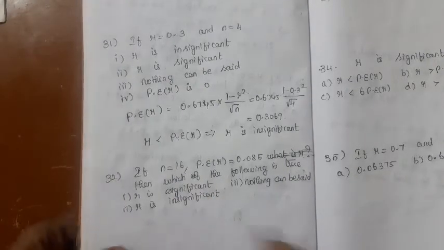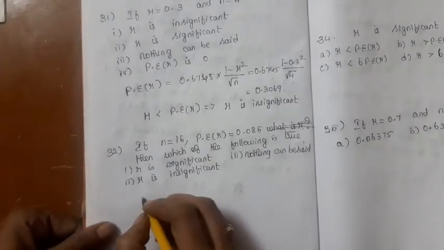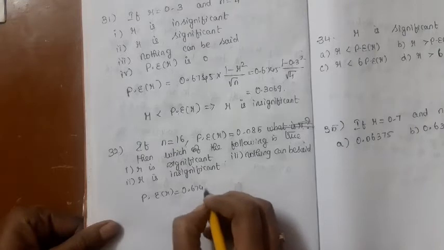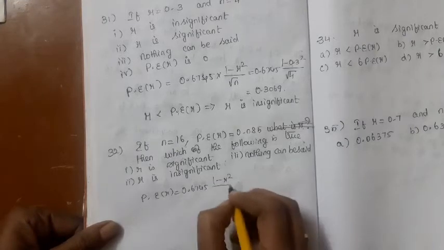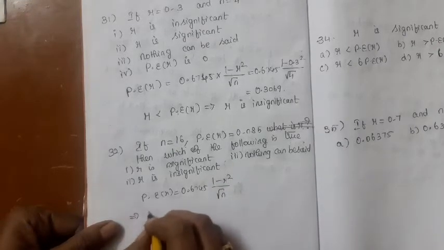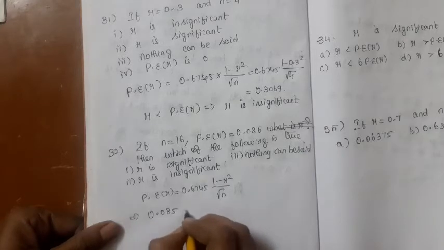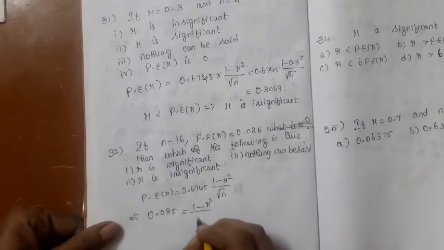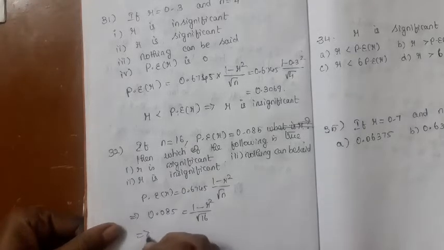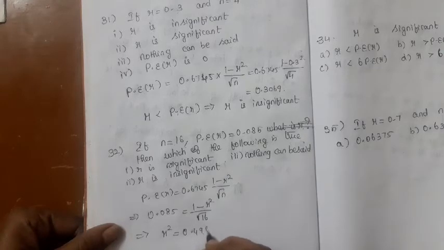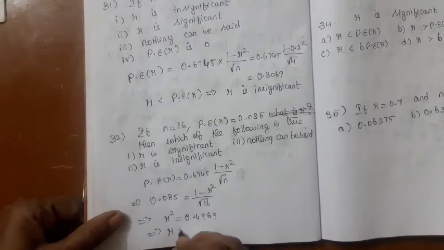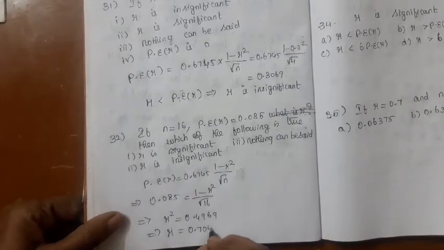Probable error of R is given. Probable error of R is 0.6745 into 1 minus R square divided by square root of N, which implies 0.085 is equal to 1 minus R square divided by square root of 16. On solving, you get R square is equal to 0.4969, which again implies R is equal to 0.7042.